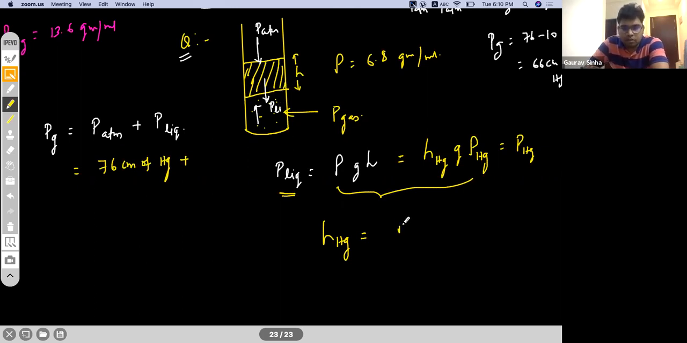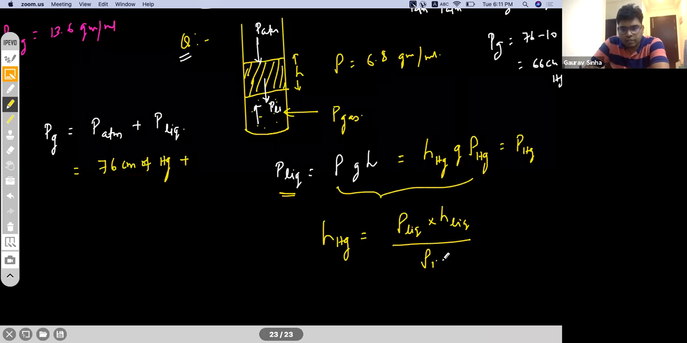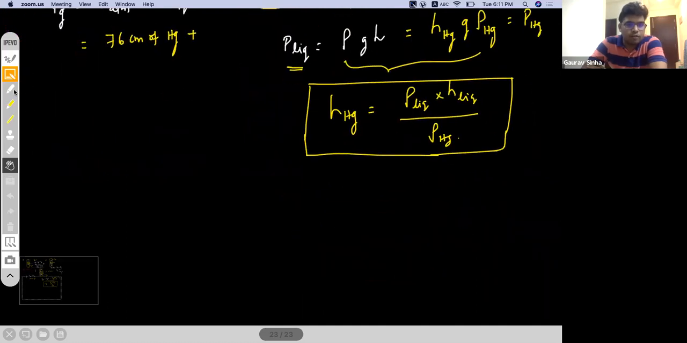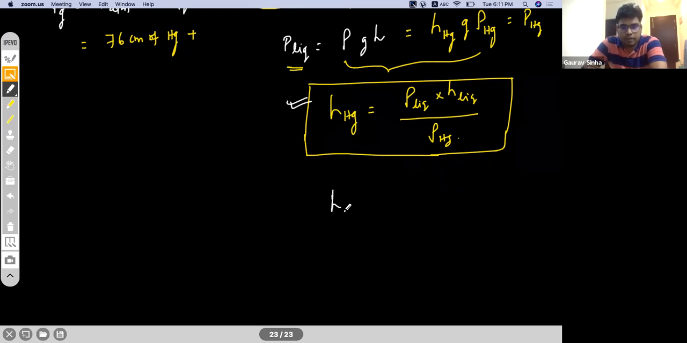So that would be rho of liquid into the height of liquid, divided by the rho of HG. This is the formula we use in order to find the height of the mercury column which exerts the same pressure as this height of liquid exerts. Did you understand this? Any doubt in this? First of all, we'll find this height of the mercury column, and then we'll add this height over here. This formula you can memorize. It is useful for all the questions.